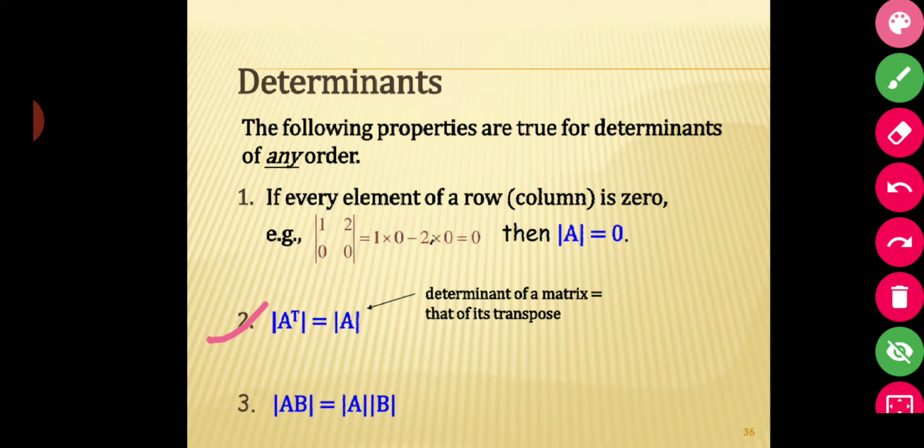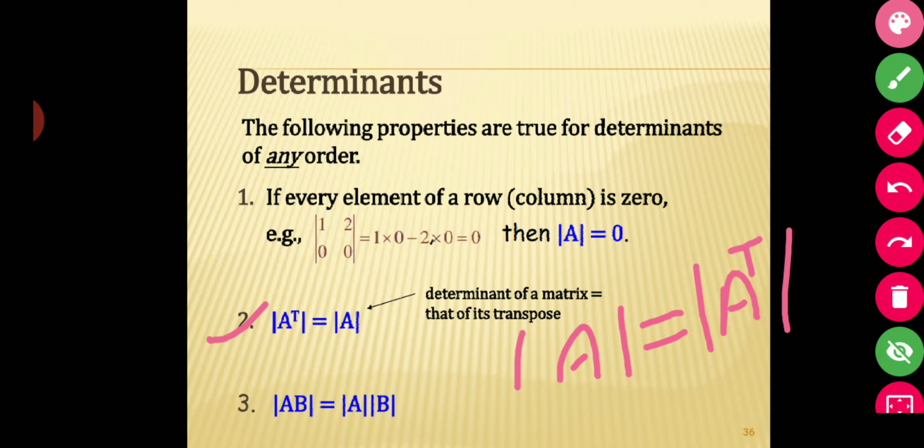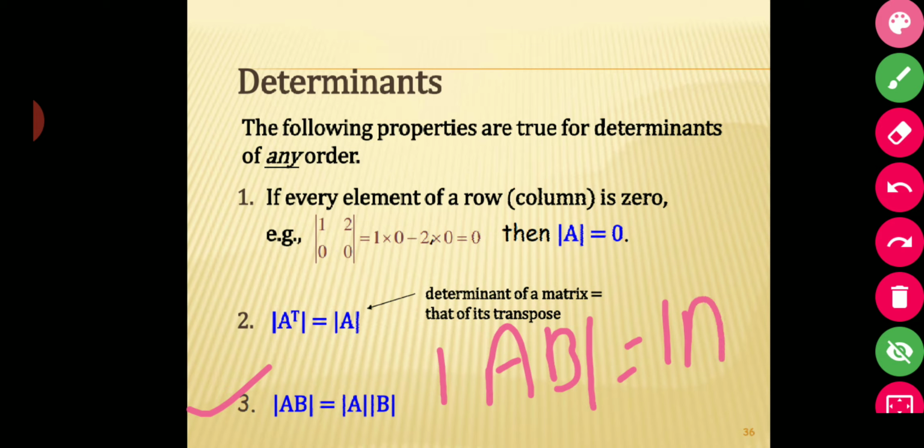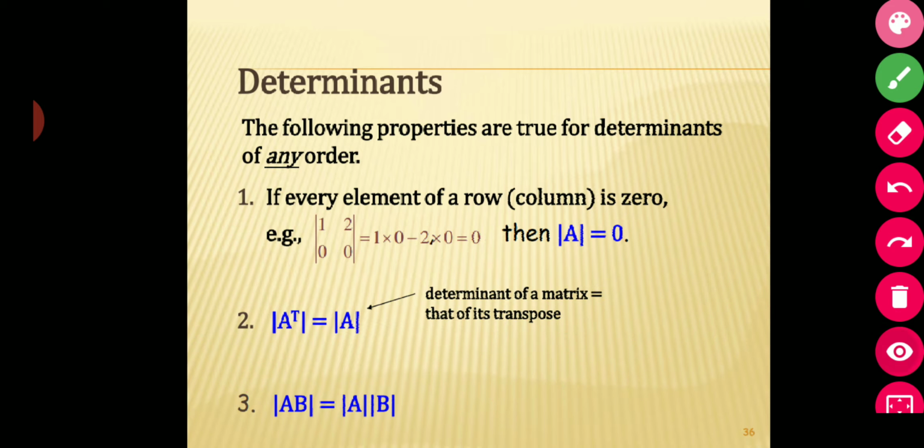Second property, transpose: the determinant value of any matrix is equal to the determinant of its transpose matrix. Next, third, the determinant of AB is always equal to the determinant of A into the determinant of B. Clear? First, second and third property.